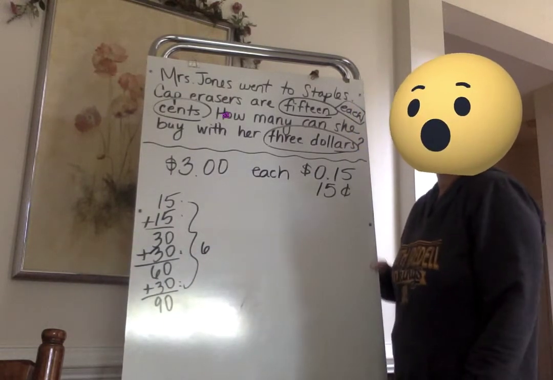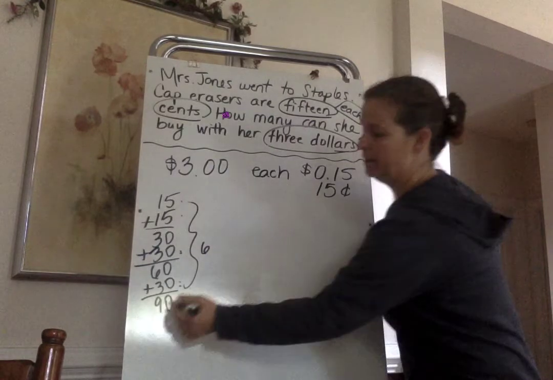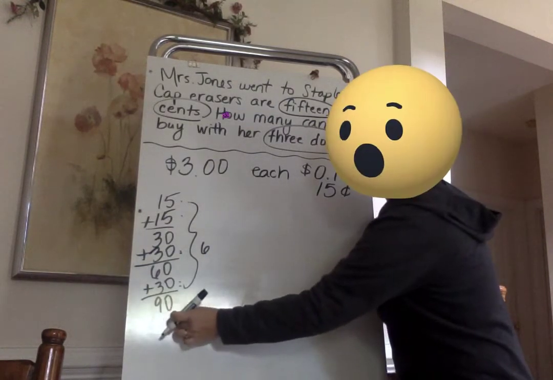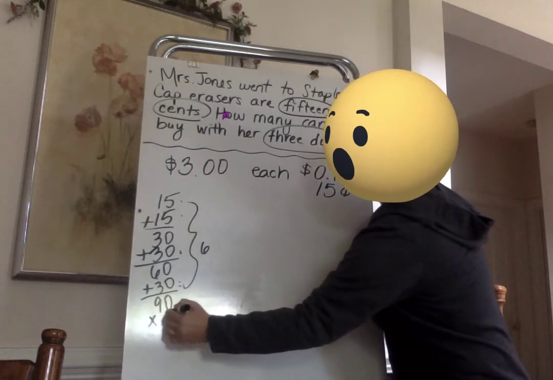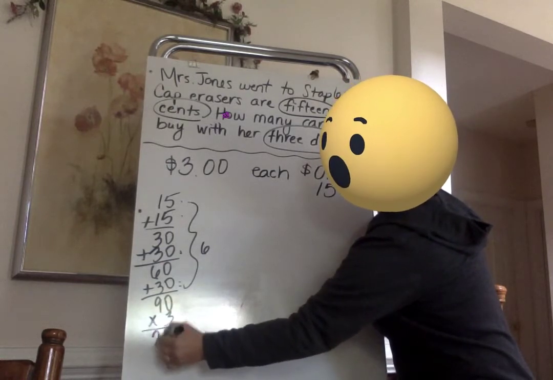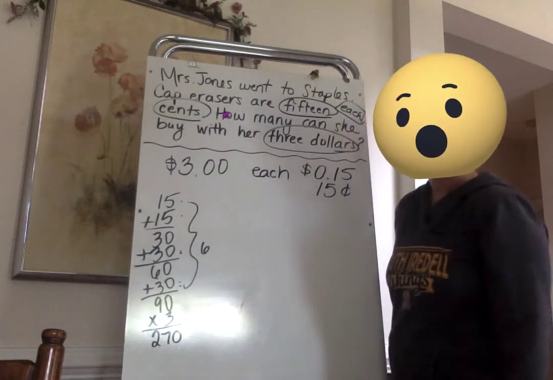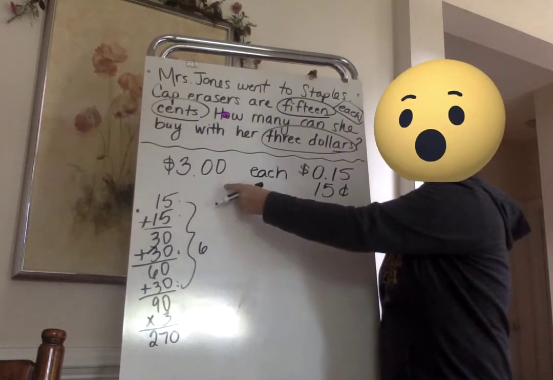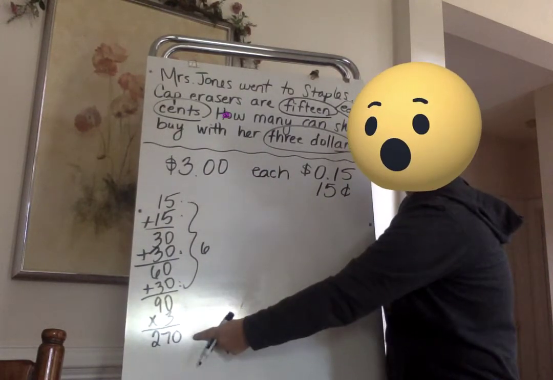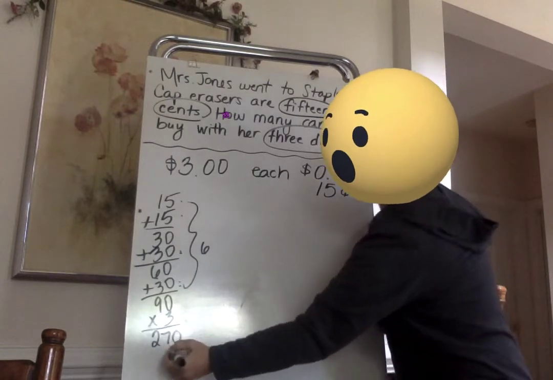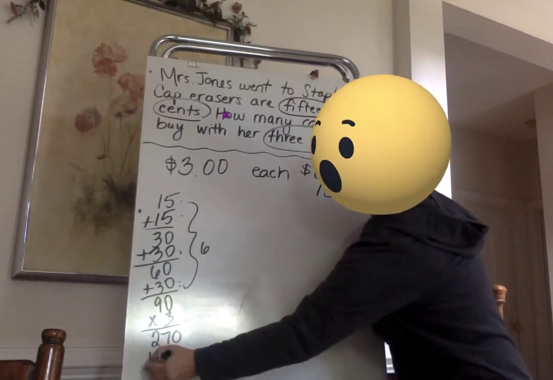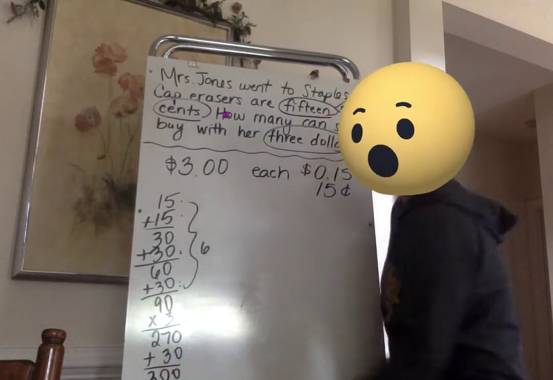So if 6 erasers get me to 90 cents, and that's not even a full dollar yet, I know I could do 90, 90, and 90. I'm going to times that by 3, and I get 270 cents. I remember I've got $3, which is 300 cents. So 270 cents, I can still add another 30 in there to get to my $3.